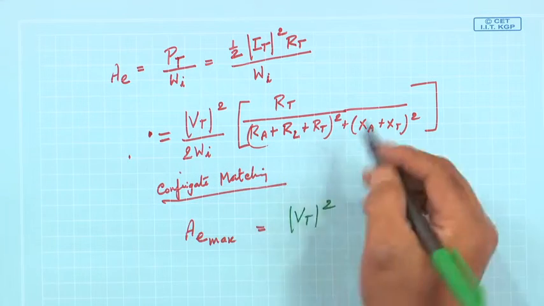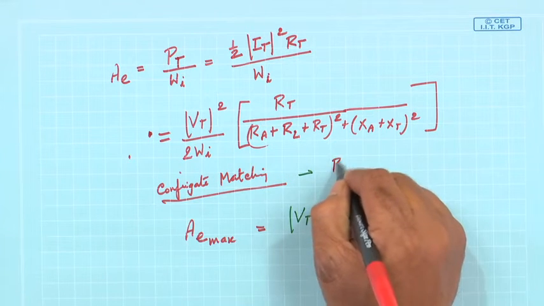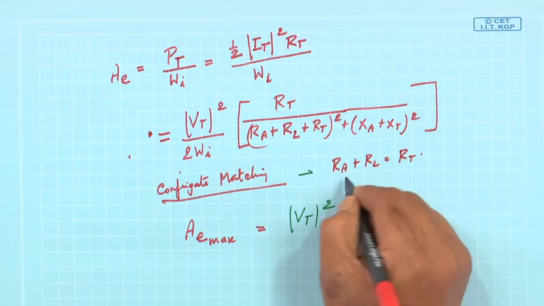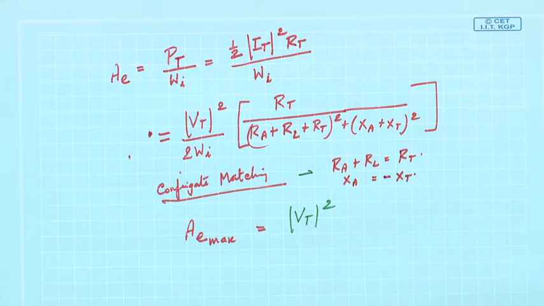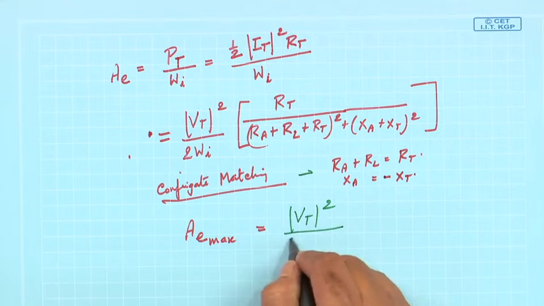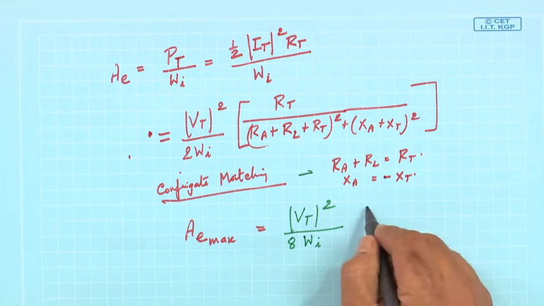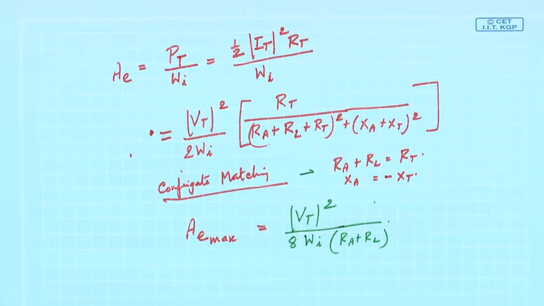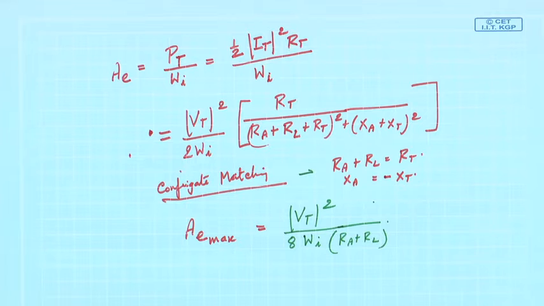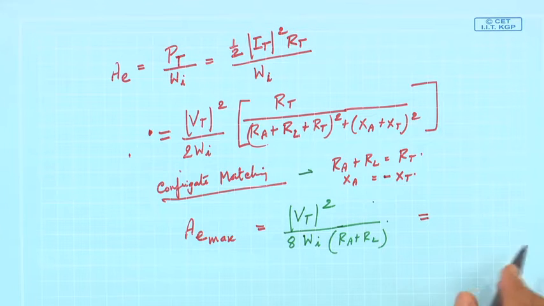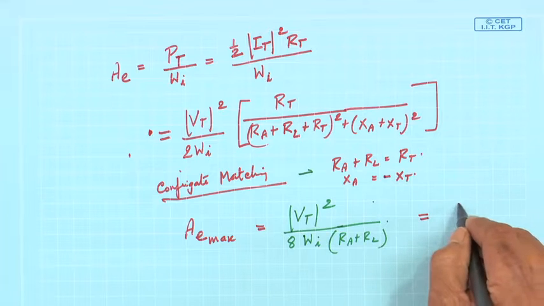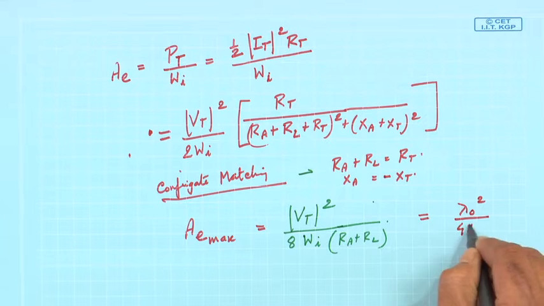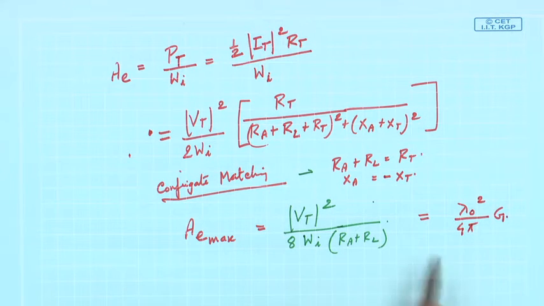And so, its value will be, if you put it, conjugate matching means what is the condition of conjugate matching? Let me write that R A plus R L will be equal to R T and X A will be equal to minus X T. So, then this thing will be V T square by 8 Wi, then say R A plus R L. Actually if there is no polarization mismatch, then later I will show by a thought experiment that this A max value will be equal to lambda naught square by 4 pi into G. This will prove, but you write here that this is the maximum value.